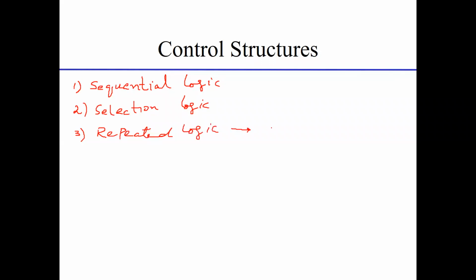Repeated logic is also known as iterative logic. And selection logic is also known as conditional logic. And the first one is a plain logic, which is default logic. Default logic means we do not have to specify and pass any special command to implement the sequential logic.